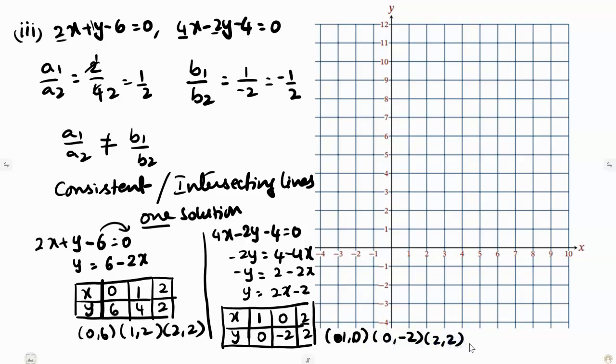Let us plot these points on the graph now. I'll take another color. (0, 6): this is 0, this is 6, and (1, 4): 1 here, 4 here. I'm taking the points of the first equation. (2, 2): 2 here, 2 here. So take a straight line and join them. Okay. So this is the line joining the 3 points.